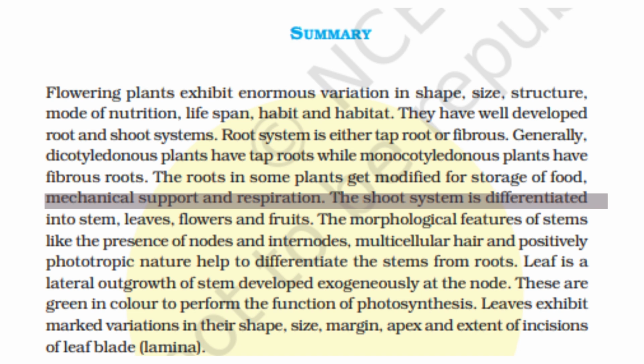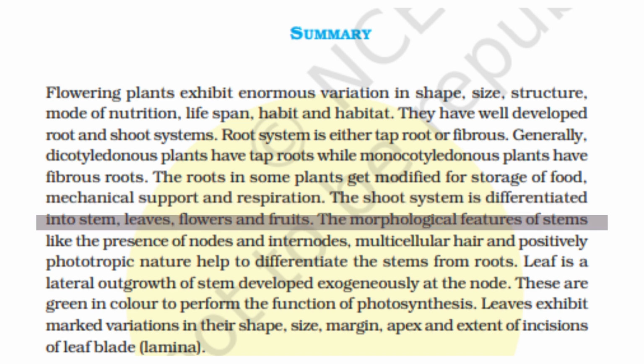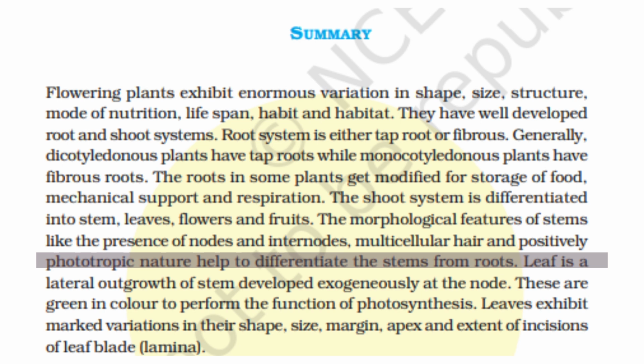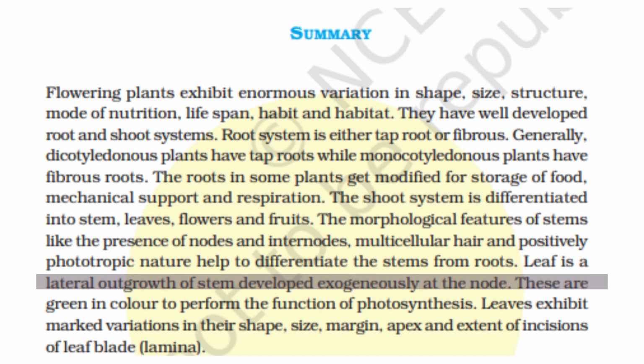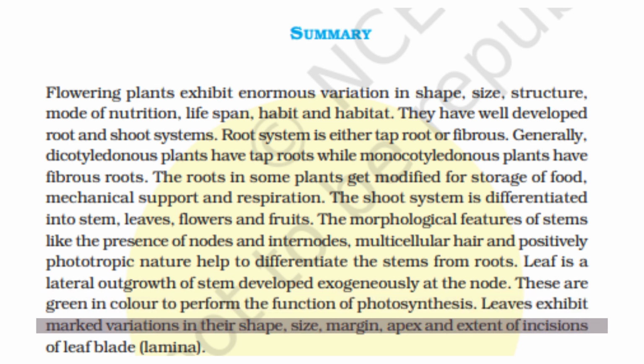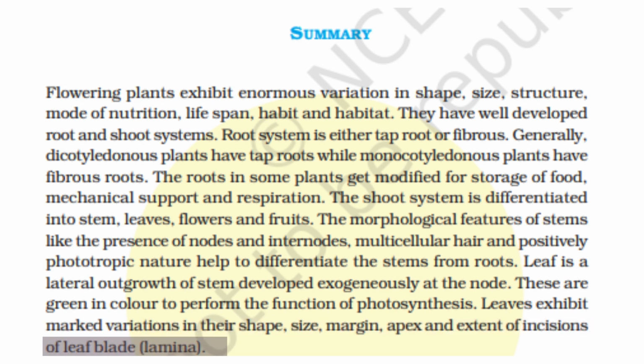The shoot system is differentiated into stem, leaves, flowers, and fruits. The morphological features of stems, like the presence of nodes and internodes, multicellular hair, and positively phototropic nature, help to differentiate the stems from roots. Leaf is a lateral outgrowth of stem developed exogenously at the node. These are green in color to perform the function of photosynthesis. Leaves exhibit marked variation in their shape, size, margin, apex, and extent of incisions of the leaf blade, called lamina.